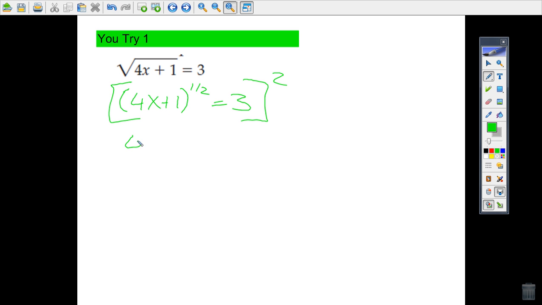So this is 4x plus 1, and then 3 squared makes 9. See how the 1/2 exponent multiplied by the 2 exponent, 1/2 times 2 makes 1. So that's how I get 4x plus 1. Subtract the 1, divide by 4. Did you check it? Okay, good.